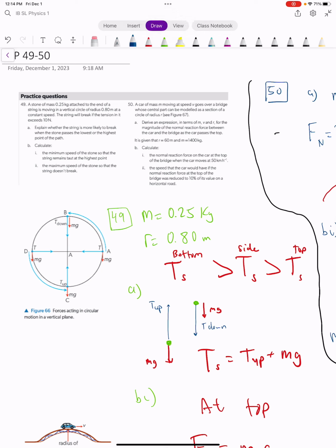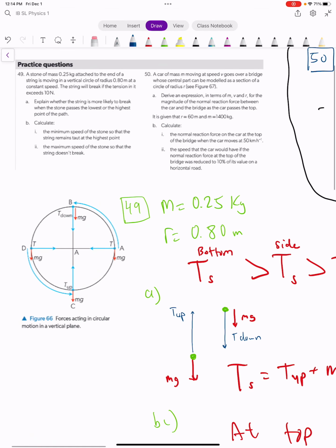Or the highest point. So because the stone is going in a vertical circle, we have to take into account the weight. Weight is represented as mg. Mg is the red arrow, and it's always down. It never is in any direction other than down. But the centripetal force is represented by the blue arrows.